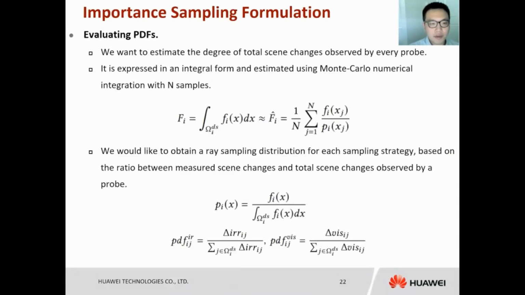To evaluate the PDF, we estimate the degree of total scene changes observed by every probe. It's expressed in an integral form and can be estimated using Monte Carlo integration. In order to minimize the variance of this estimation, we would like to obtain a ray sampling distribution for each ray sampling strategy based on the ratio between the measured scene changes over a specific direction set and the total amount of scene changes observed by a probe.